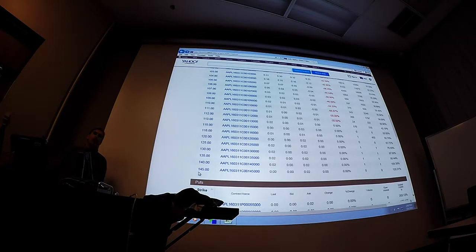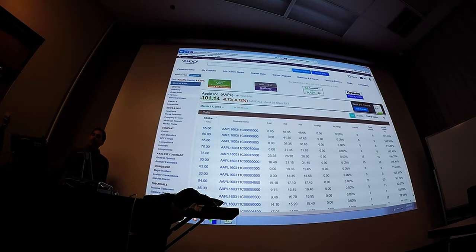If you don't exercise it by then... These are what we call American options, which means you can only exercise it on March 11th. If it was what we call a European option, you could exercise it at any point up until March 11th, so you could execute it today. But this one, you can only do it on March 11th. So on March 11th, you can choose to pay $145 and get 1 share of Apple stock, which you can then sell for $101, so you'll lose roughly $45.